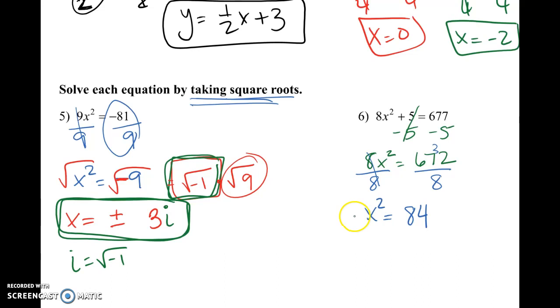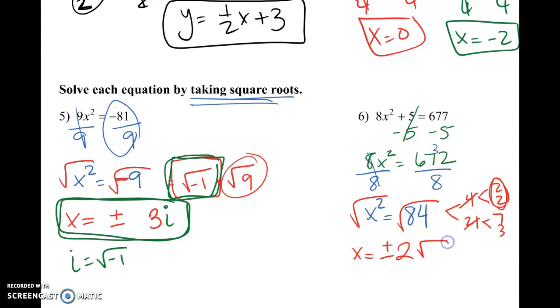And if I take the square root, now that it's isolated, I have x equals plus or minus, and let's see if we can break down 84. So 84 is actually 4 times 21. 21 is 3 times 7, and 4 is 2 times 2. So we have 2 times 2 times 7 times 3, which is 84, and the 2's are what is squared inside, so I can take a 2 out, and left inside is that 7 and 3, and 7 and 3 is 21. So my answer here in simplified form is x equals plus or minus 2 radical 21.